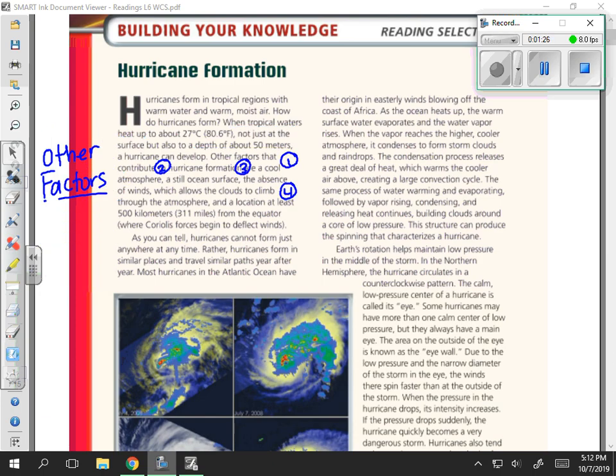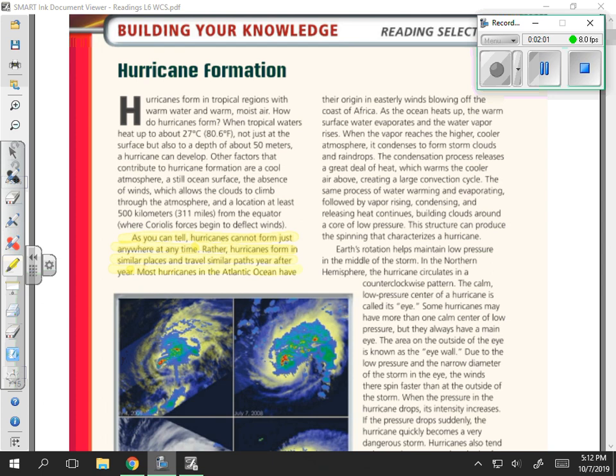In the margin, I want you to write other factors, and then I want you to write a 1 next to a cool atmosphere, a 2 next to a still ocean surface, a 3 next to the absence of winds, and 4, a location that is 311 miles from the equator. These 4 other factors also help contribute to the formation of hurricanes. As you can tell, hurricanes cannot form just anywhere at any time. Rather, hurricanes form in similar places and travel similar paths year after year.